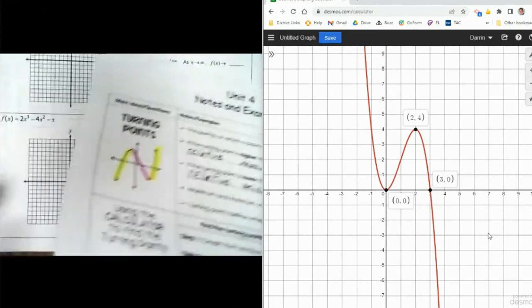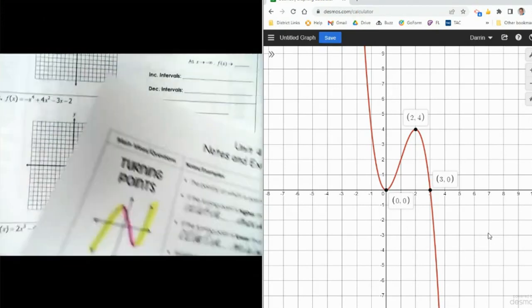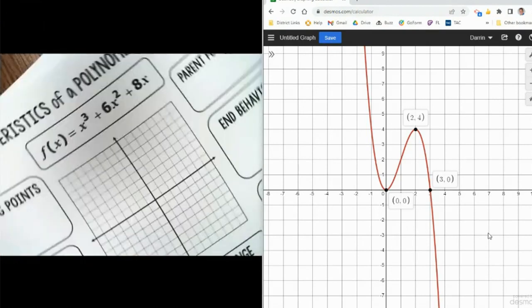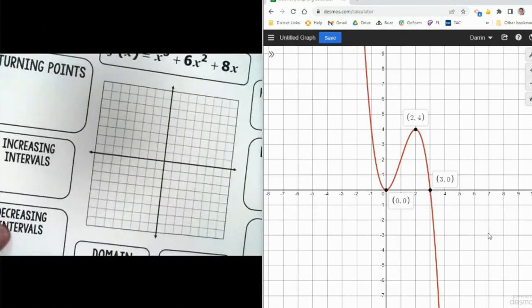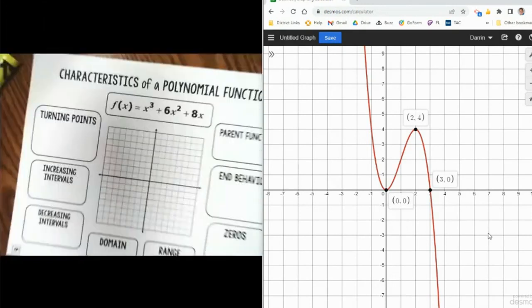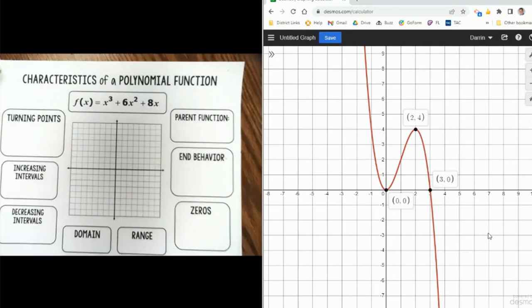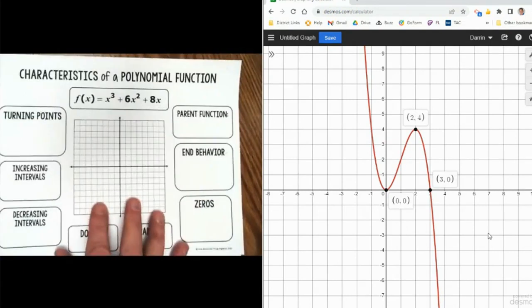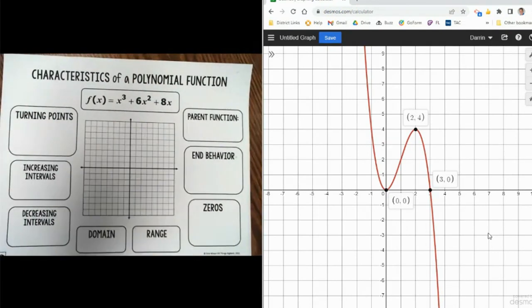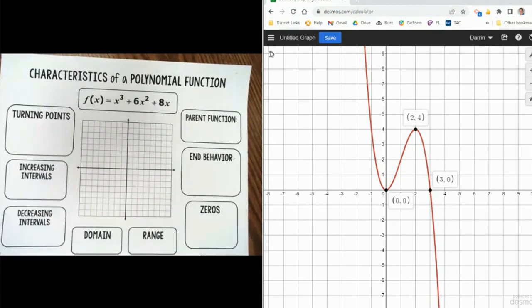So one last sheet. I'm going to skip all these other examples. You guys can do that by graphing on Desmos. We're going to look at this real quick, which means I need to bring my camera up so we can see this. Characteristics of a polynomial function. And let's graph that function.